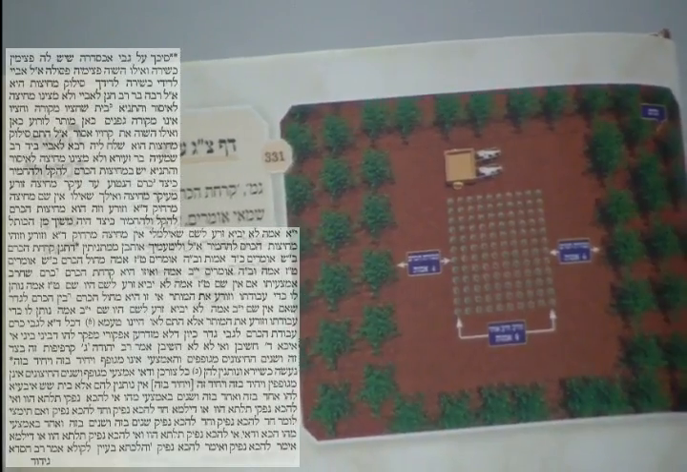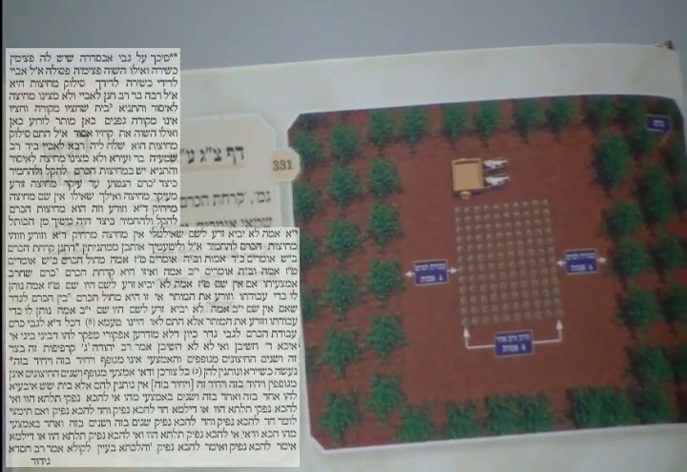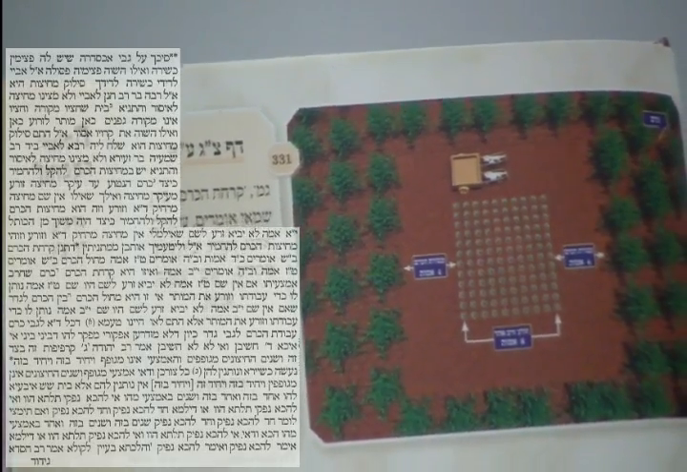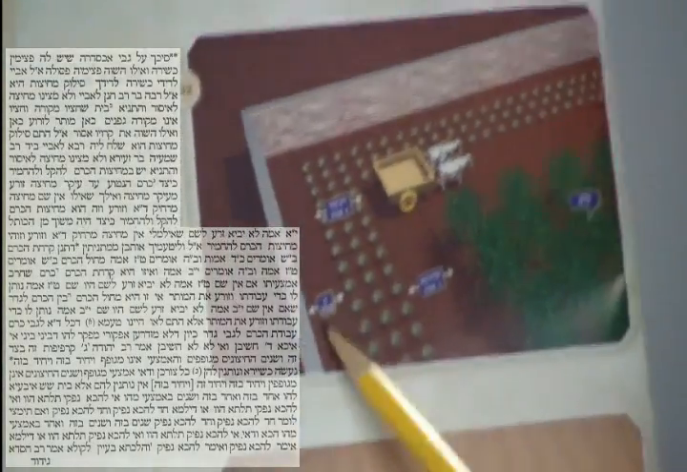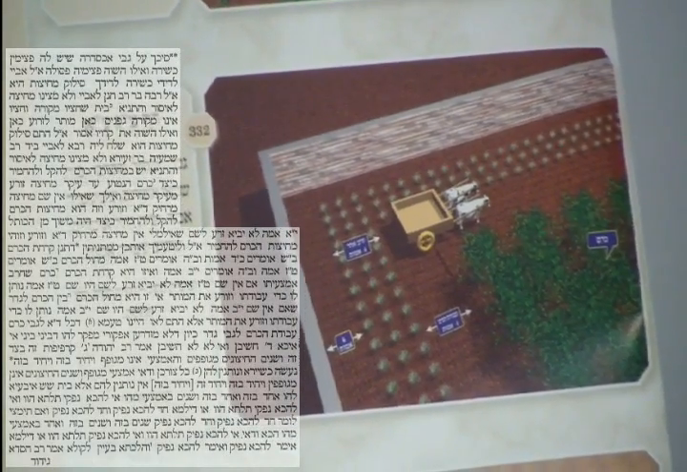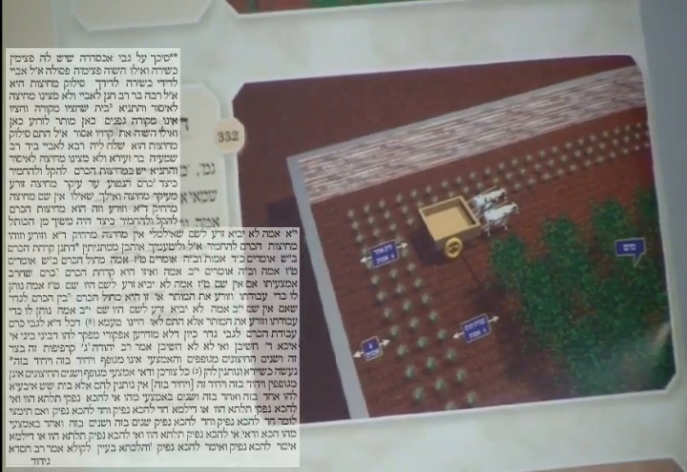So how is it 12? You see here 4 cubits, 4 amot here, you have another 4 cubits here, and you have another 4 cubits here. So 4, 4, 4 is 12. So that's the condition to plant the seed.